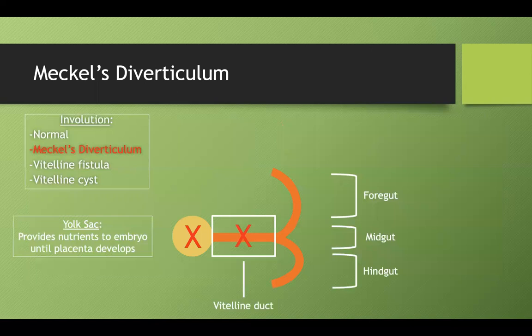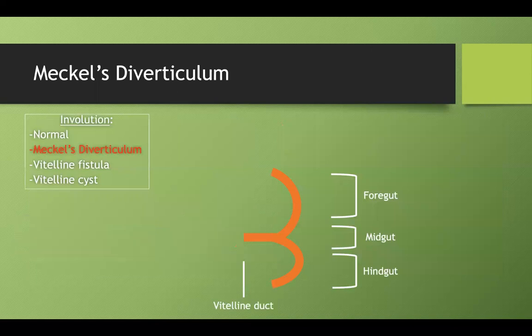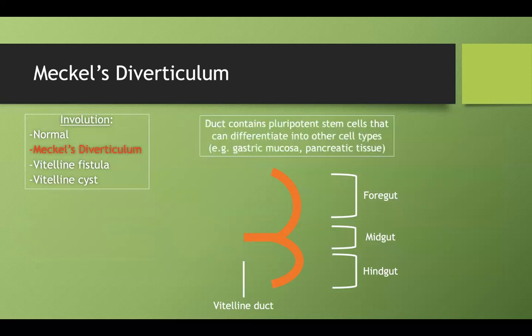Well, if we consider that there's some persistence of our vitelline duct, recall that this duct contains stem cells that can transform into other tissues, one of which being gastric mucosa. So if you have some part of your stomach cells produced in this area, you can produce a lot of hydrogen ions. And there's nothing to really neutralize these hydrogen ions because all of our bases were up in our duodenum. So these hydrogen ions can damage your GI tract and lead to painless GI bleeding.